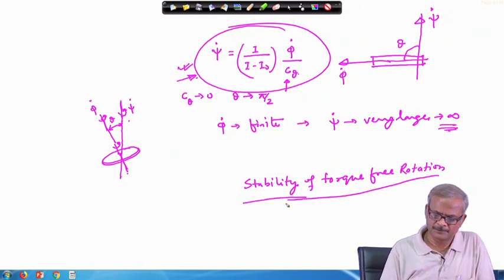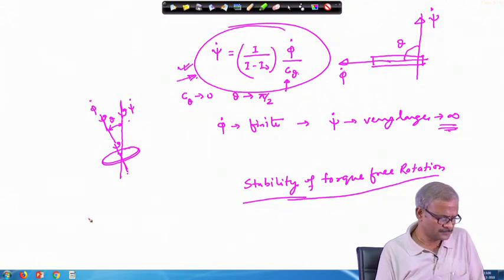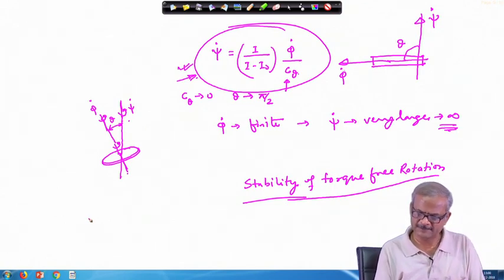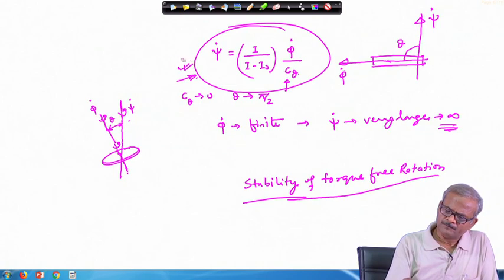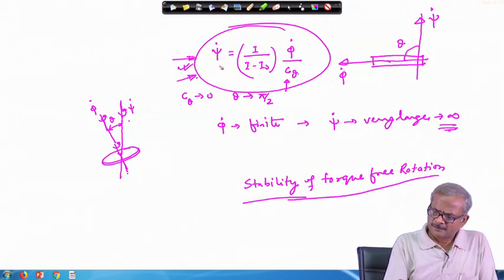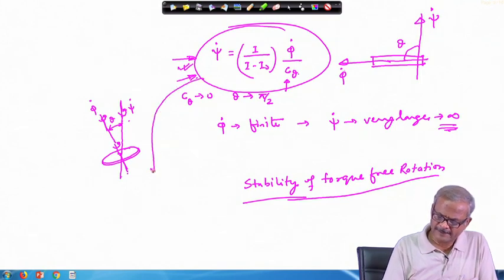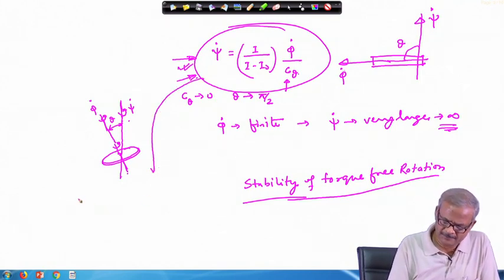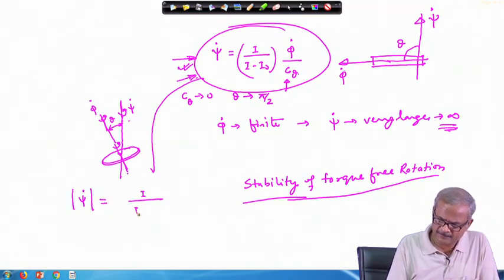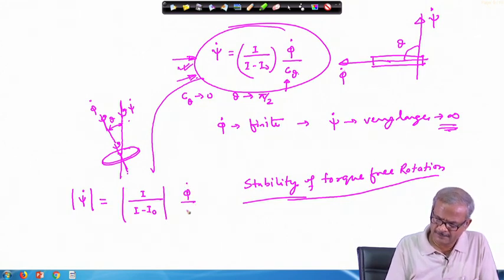Which we will take up maybe in the next lecture. There are a few more things that we can conclude from here. Before winding up this particular lecture, I will go through this. This psi dot, if we look into the magnitude of this, will be (I minus I0) by I magnitude times phi dot by cos theta magnitude.